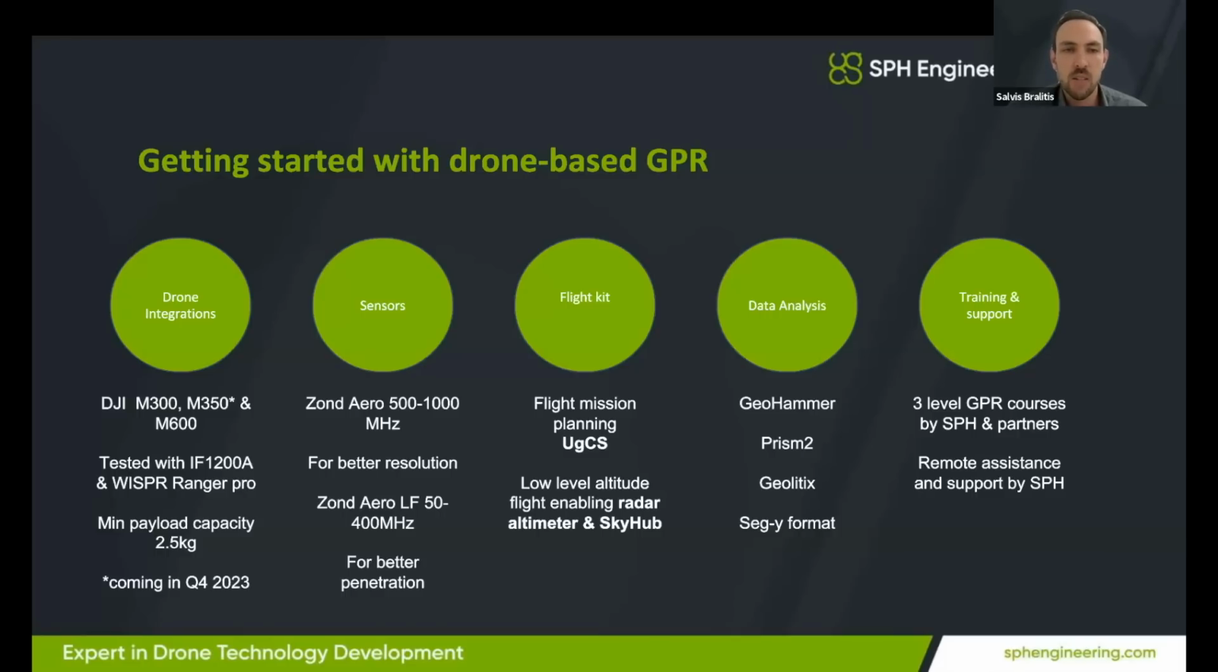Regarding the sensors themselves, we've got a wide variety of antennas. Starting from the low frequency ones for better penetration, we have a range from 50 to 400 megahertz, and then we can go for the higher resolution ones, starting from 500 megahertz and up to 1 gigahertz.